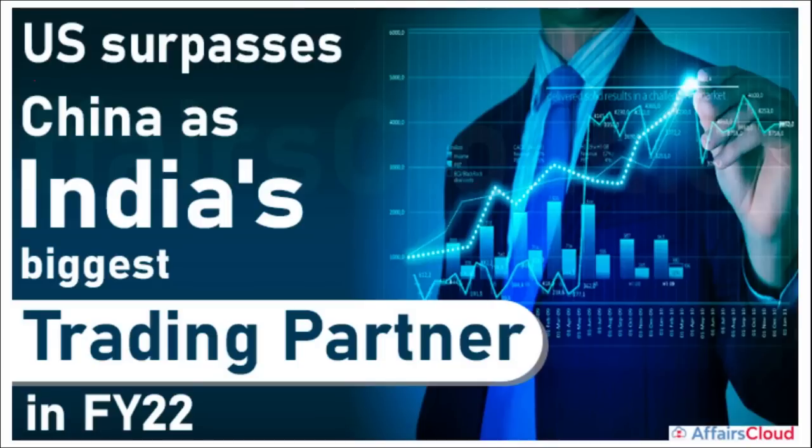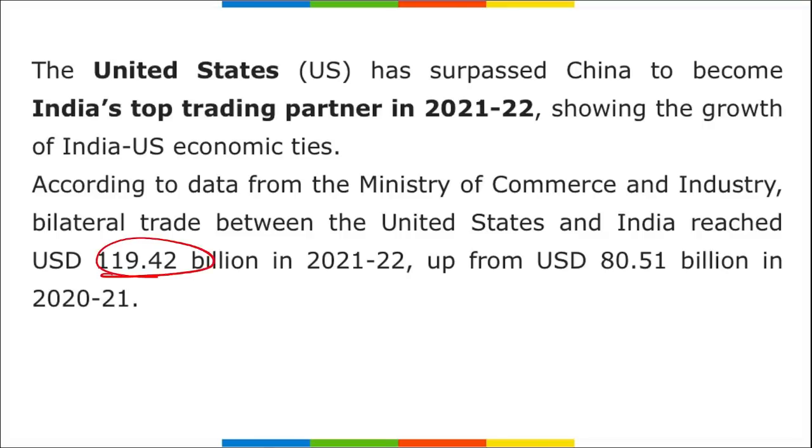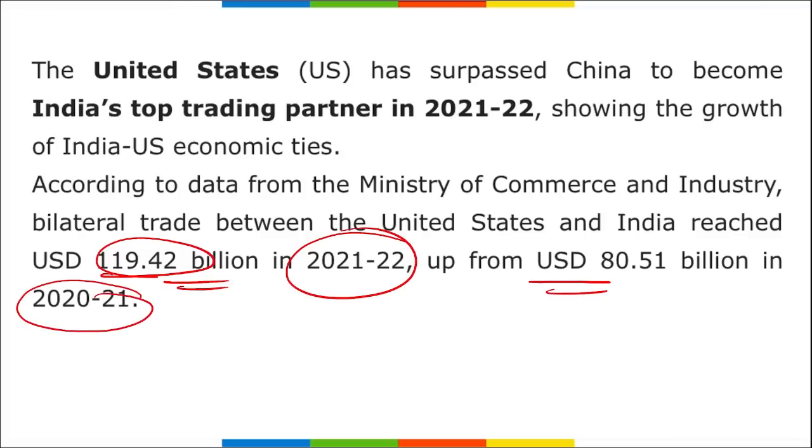Next. US has surpassed China to become India's biggest trading partner for the fiscal year 2022. Important question. Question will be direct. Which country has surpassed China to become India's largest trading partner? Which is the country? It is the US. According to the data from the Ministry of Commerce and Industry, the bilateral trade between the US and India reached $119.42 billion in 2021-22, up from $80.51 billion in 2020-21.